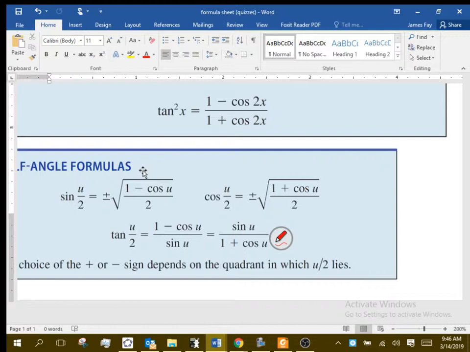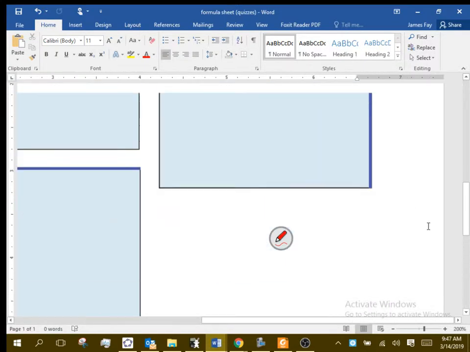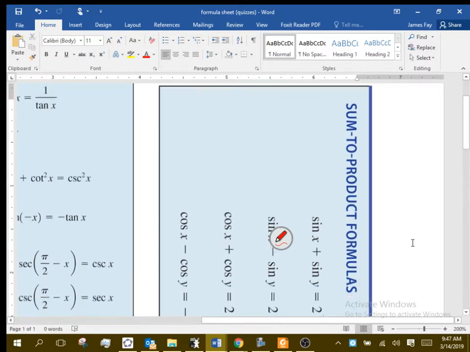I can then do that with 45. I probably wouldn't do it with 60 because isn't that going to give me 30? I already know the sine of 30. But you can verify that that formula would work with those because you already know the solutions when you do sine of 60 and sine of 30 and that kind of stuff. But those are half angle formulas. And these over here are some of the product formulas.